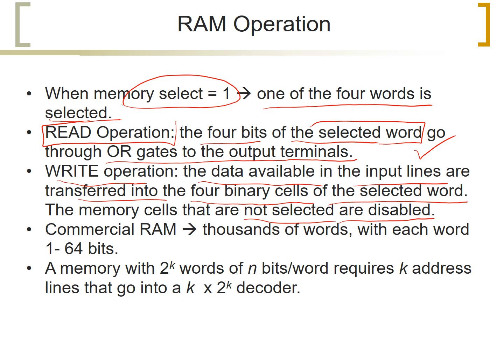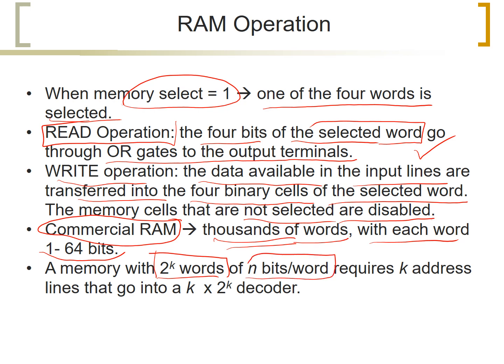Now the commercial RAMs are usually much larger. They consist of thousands or maybe millions or hundreds of millions of words, with each word usually 1 to 64 bits. We know that a memory with 2 to the k words with n bits per word will require k address lines, because with k address lines we have 2 to the k possible combinations to address the 2 to the k words that are available in the memory.